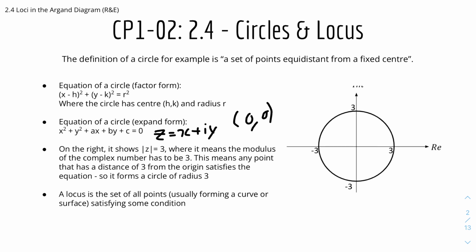Because a loci, or a locus, is a set of all points, usually forming a curve or surface, satisfying some condition, and in this case, the condition happens to be that the distance is equal to 3.